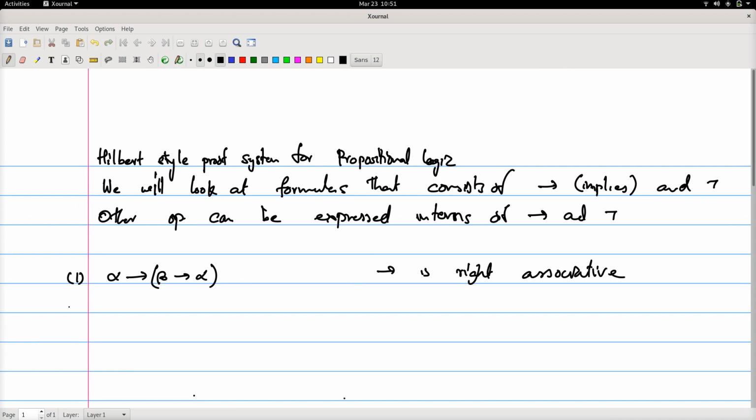The second axiom is alpha implies beta implies gamma implies alpha implies beta implies alpha implies gamma. That is the second axiom.